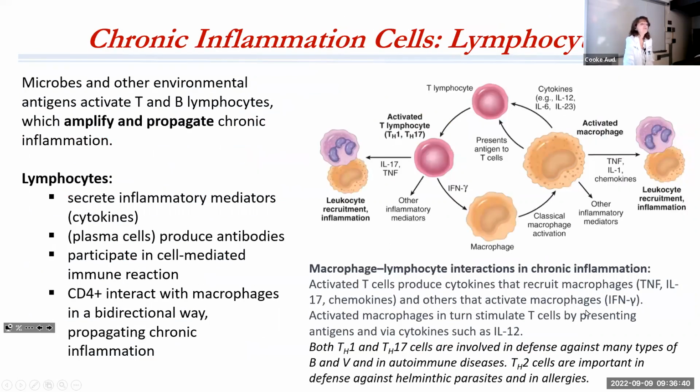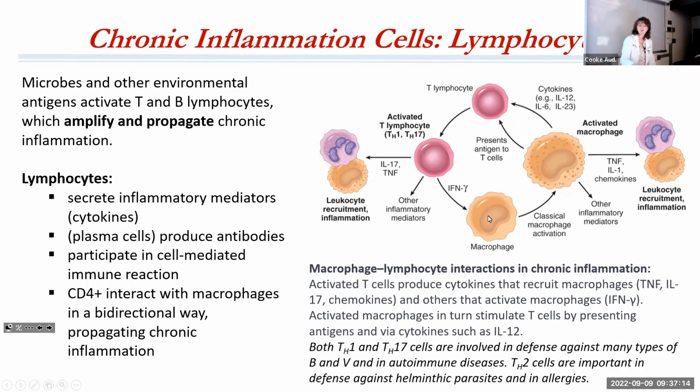About lymphocytes, how do they participate in this reaction? Well, they amplify and propagate chronic inflammation. If you look at this picture, you start here. You see a macrophage which is classically activated and in turn will present antigen to T cells and will secrete cytokines, and they will activate the T lymphocytes, which in turn will produce cytokines that recruit macrophages and others that activate the macrophages. So they amplify, they work together.